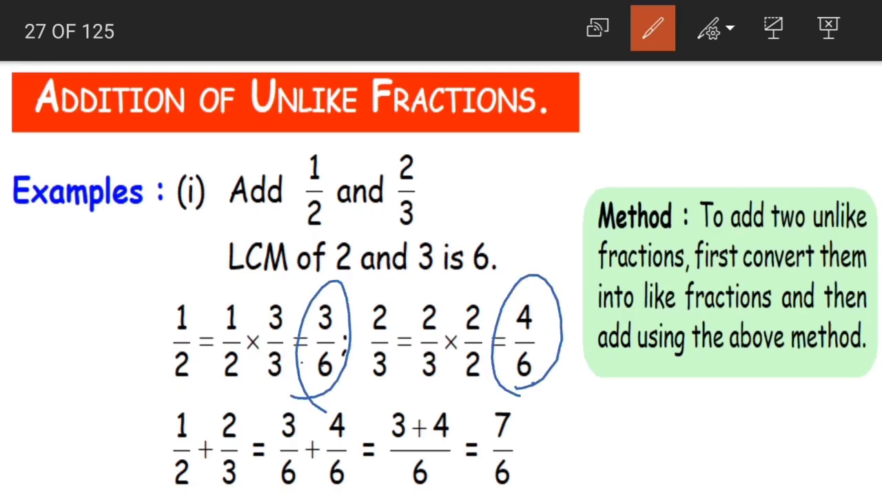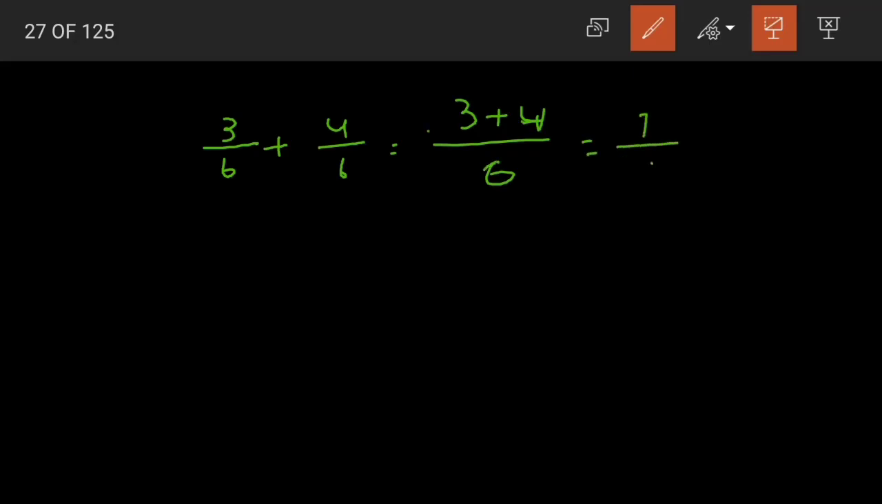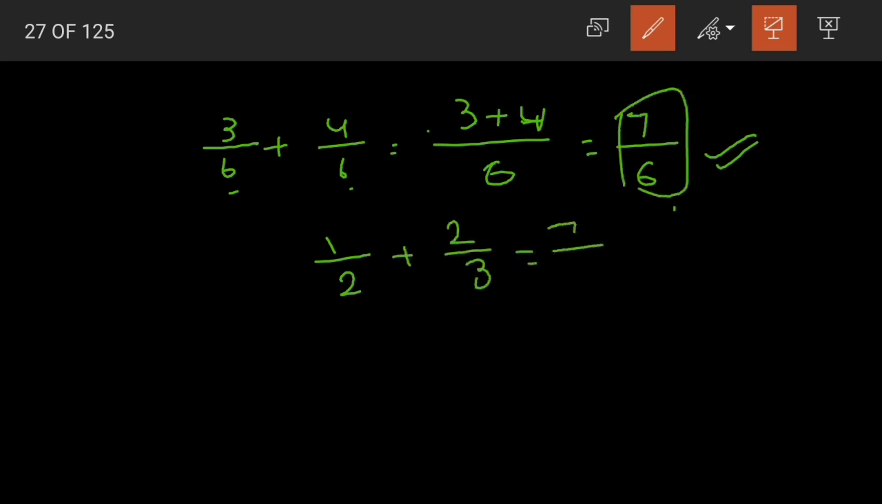Now we know how to add two like fractions, right? 3 by 6 plus 4 by 6 is equal to, add the numerators and take the common denominator. 3 plus 4 is 7, divided by the common denominator 6. So the addition of the given two unlike fractions, 1 by 2 plus 2 by 3 is equal to 7 by 6, children.